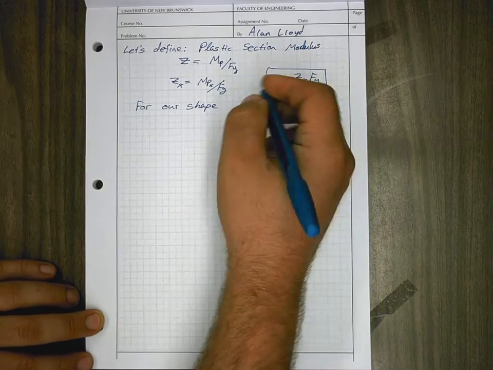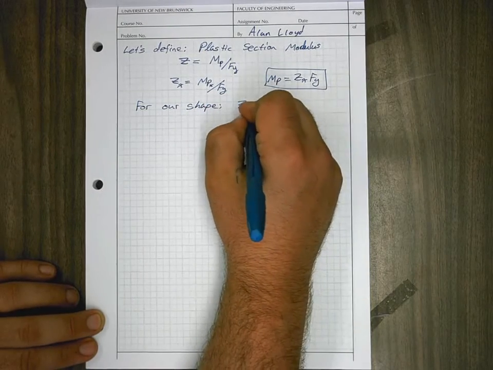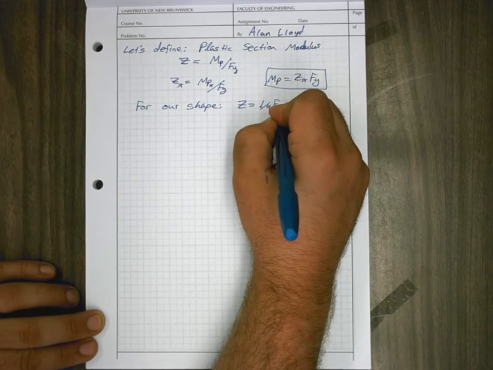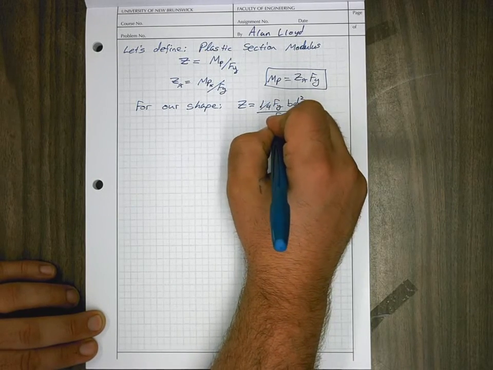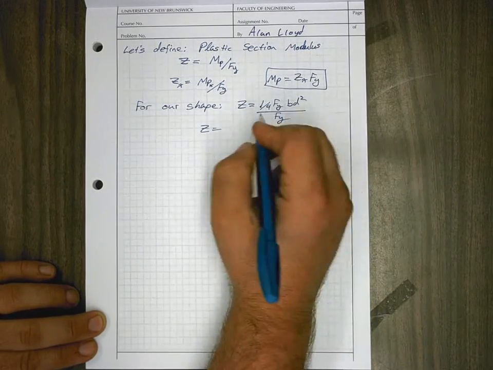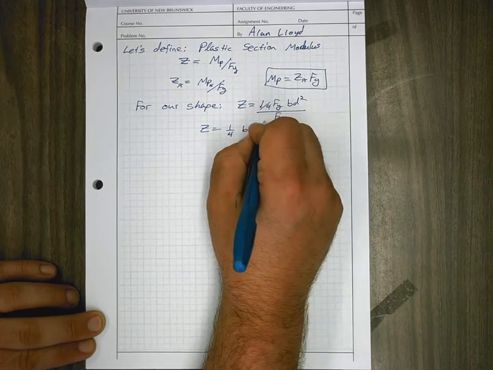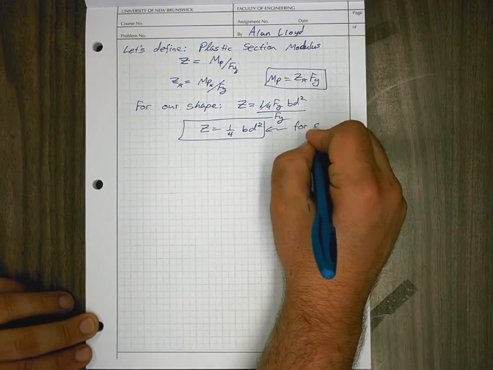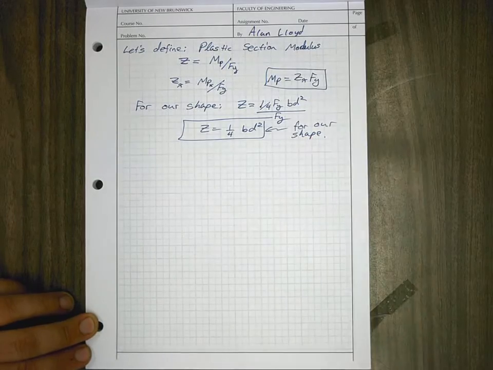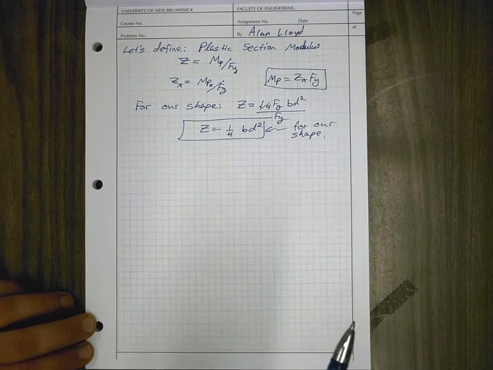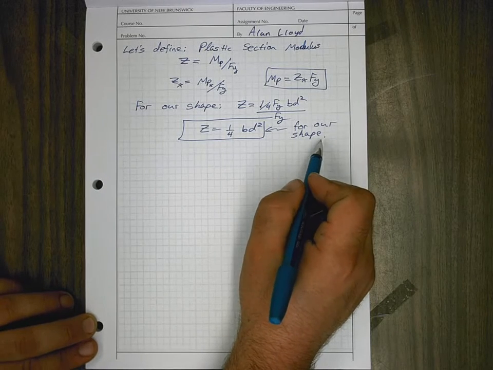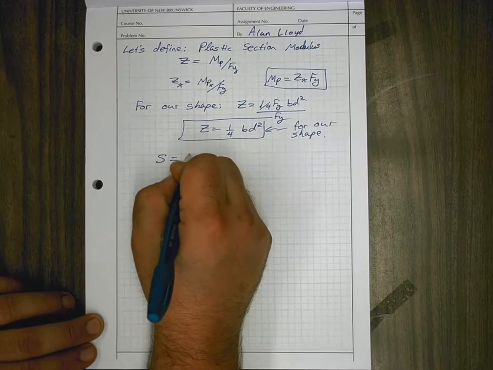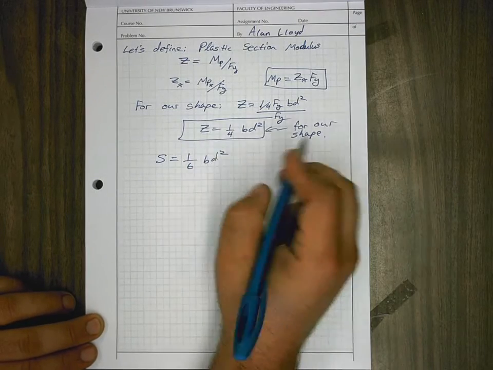Now for our shape, Z was equal to MP over Fy, which was 1/4 Fy b d squared over Fy. So Z was equal to 1/4 b d squared. For this particular shape, this is shape dependent. This is for our shape only. We'll see later that other shapes have different section properties. Now, once we have this value, it's interesting to note the relationship between this and the elastic section modulus. So let's recall that we had S was 1/6 b d squared, also for our shape.